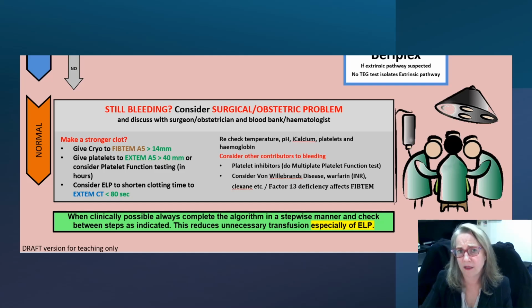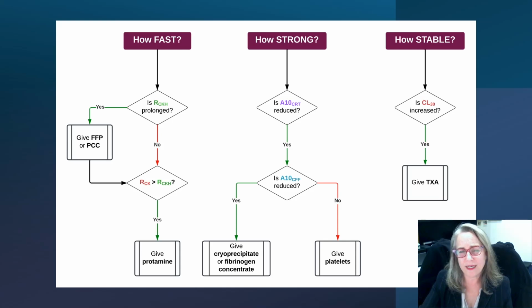Then, I've got another algorithm that I'm going to show you, a TEG algorithm from Melbourne. And this one talks about something I mentioned earlier. It's a really nice way of thinking about it, actually. How fast until it starts, how strong does it get, and how stable is it? Now, I mentioned that at the beginning when I showed you those thromboelastograms. How fast, you might address that first if you know the patient's heparinized, for example. And I'll talk about the cardiac algorithm in a minute.